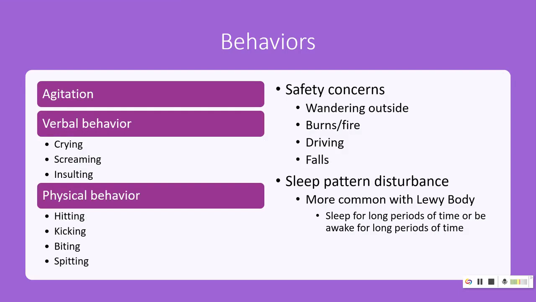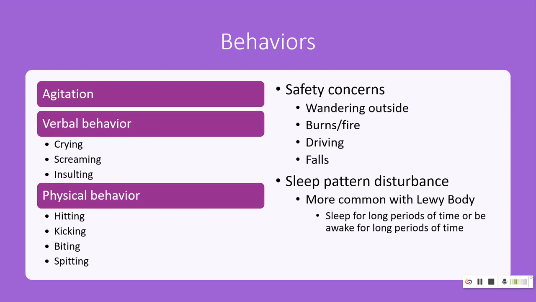So, okay. These are some of the behaviors that we might see, and we've talked about some of these. So we might see some agitation, and that is pretty common. So if you think about all the things that we've talked about already, the 5 A's, we could see where agitation can be pretty common.